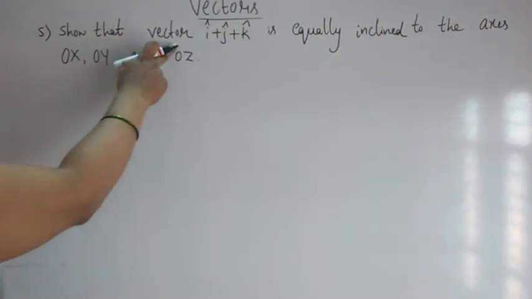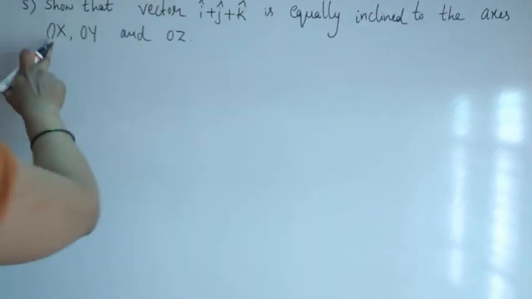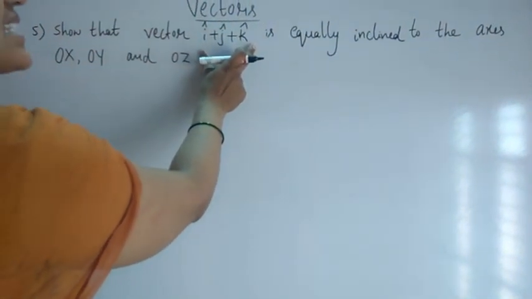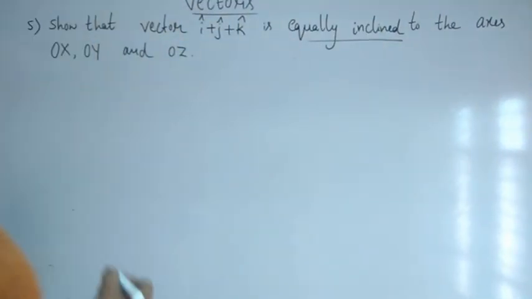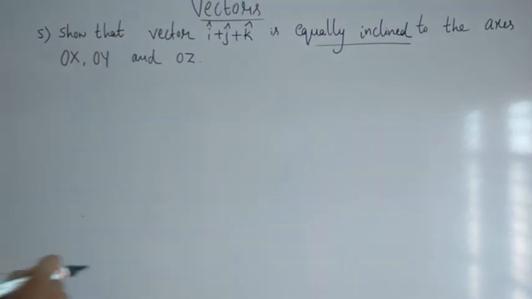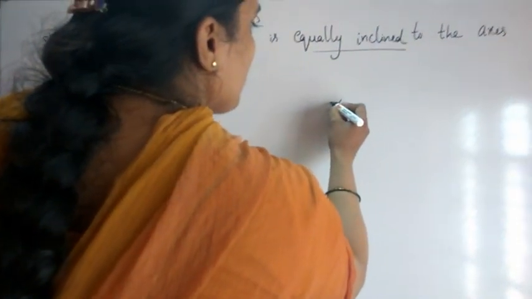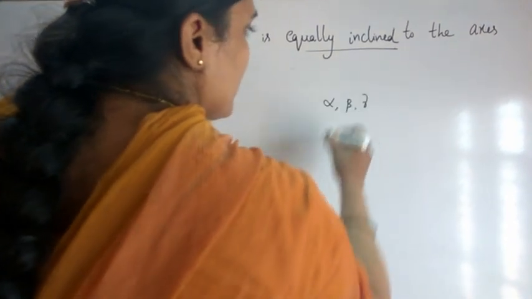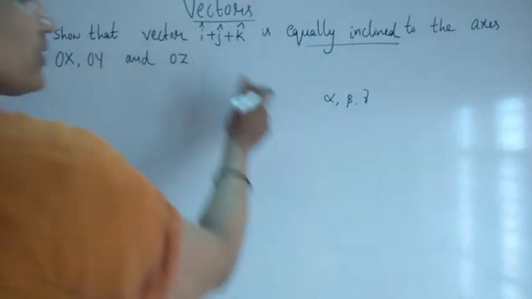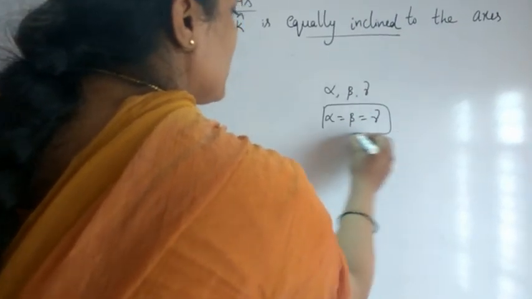Next one, show that vector I cap plus J cap plus K cap is equally inclined to the axes OX, OY and OZ. So we have to prove that this vector makes the same angle. Equally inclined means angles are same along X axis, Y axis and Z axis. Okay. So if we consider the direction cosines, what is the angle formed by R vector? The angles formed by R vector are alpha, beta and gamma, right? So here we have to prove that this vector makes the same angle. That means alpha is equal to beta is equal to gamma. We have to prove this condition.